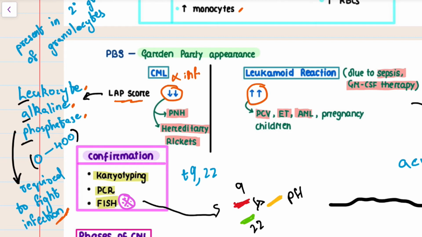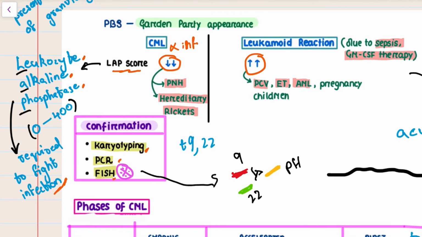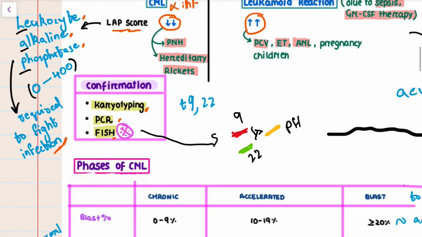Then you go for the confirmatory tests, that is the gene karyotyping, PCRs, and the FISH test. You can't directly go into these tests, these are expensive. That is why the LAP score is used. And with all of this, the most important is the FISH test.